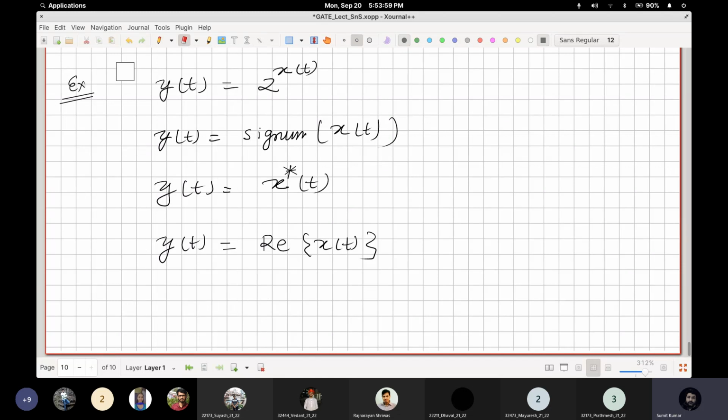So you try to do this and all of them can be solved. Okay, everyone try them and see which ones are linear and which ones are not linear.